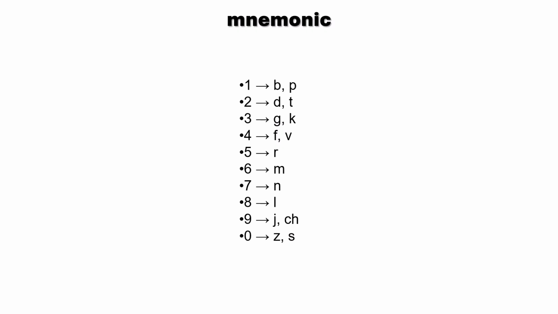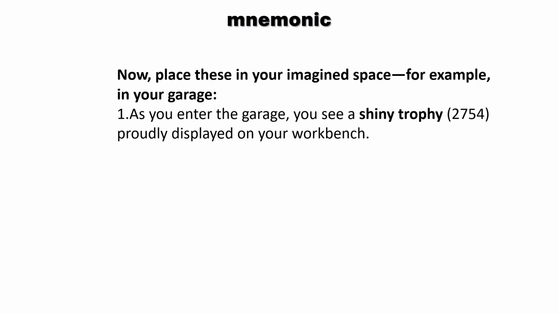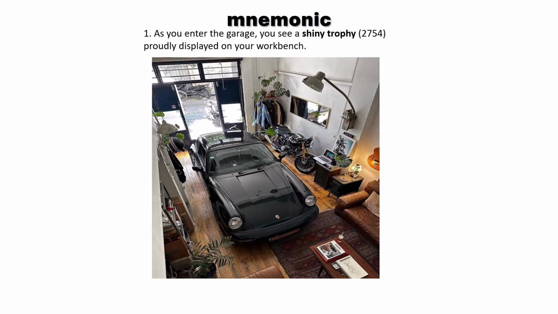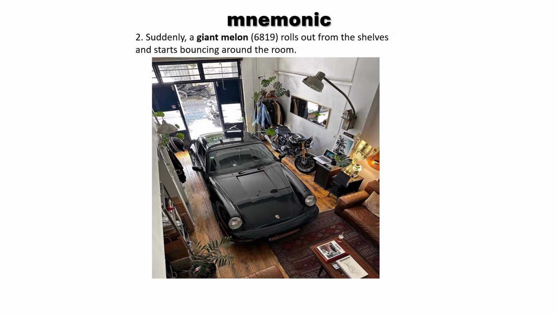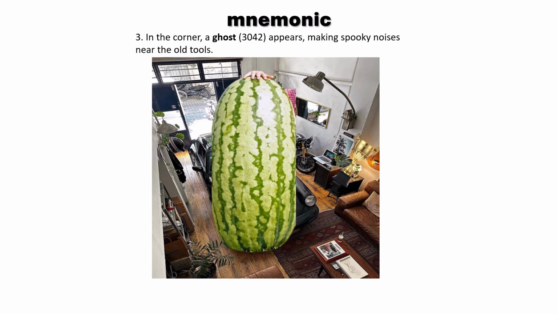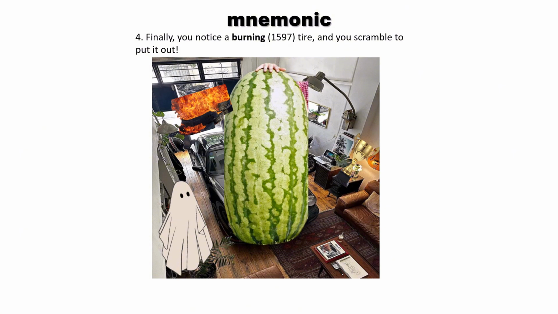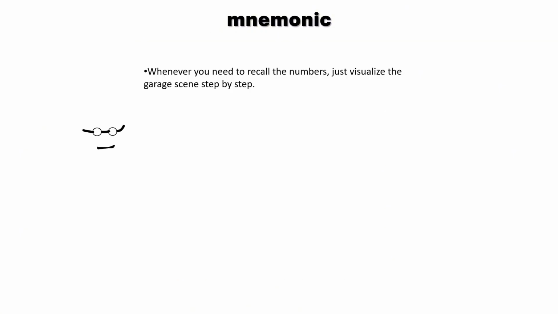This is a number to letter mapping. Let's say you want to convert in this sequence. Now, place these in your imagined space, for example, in your garage. As you enter the garage, you see a shiny trophy, 2754, proudly displayed on your workbench. Suddenly, a giant melon, 6819, rolls out from the shelves and starts bouncing around the room. In the corner, a ghost, 3042, appears, making spooky noises near the old tools. Finally, you notice a burning 1597 tire, and you scramble to put it out.